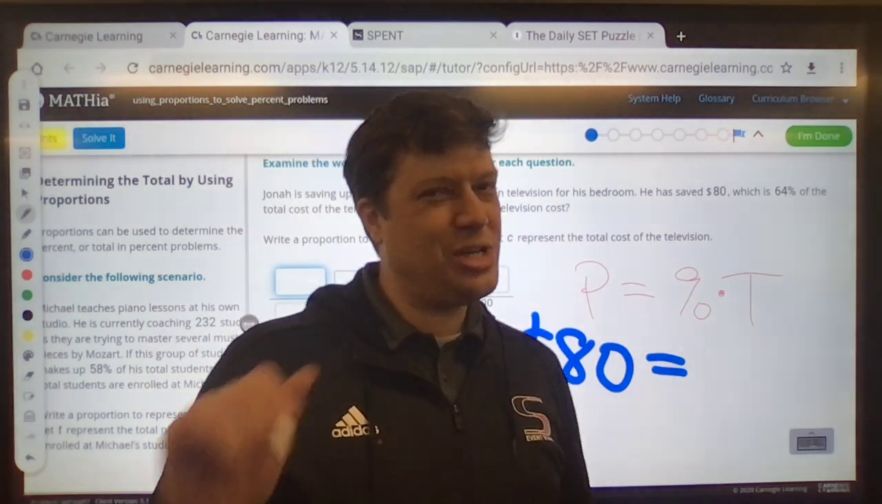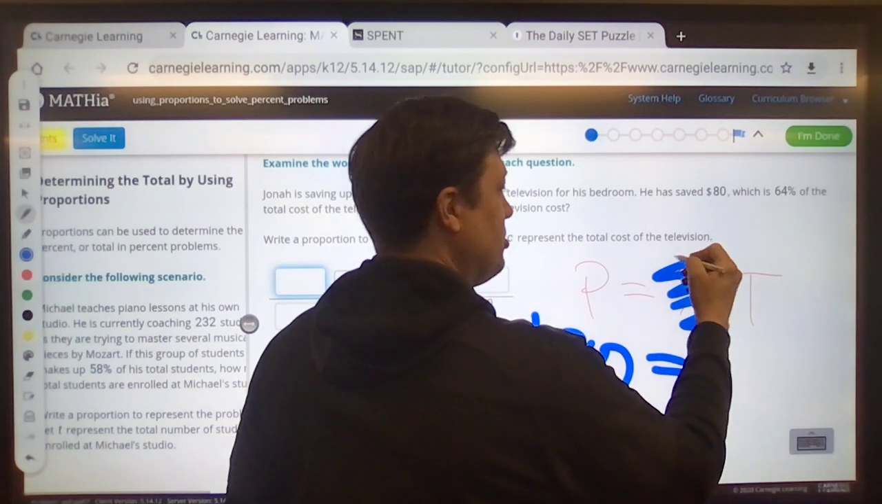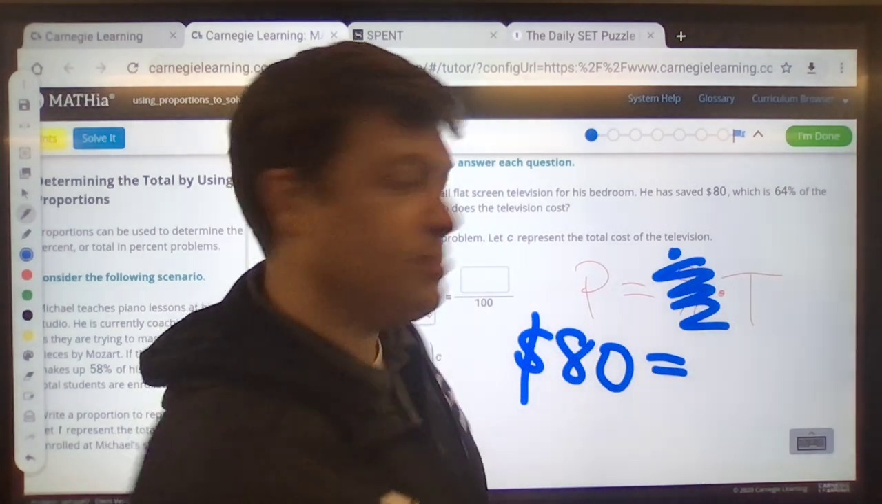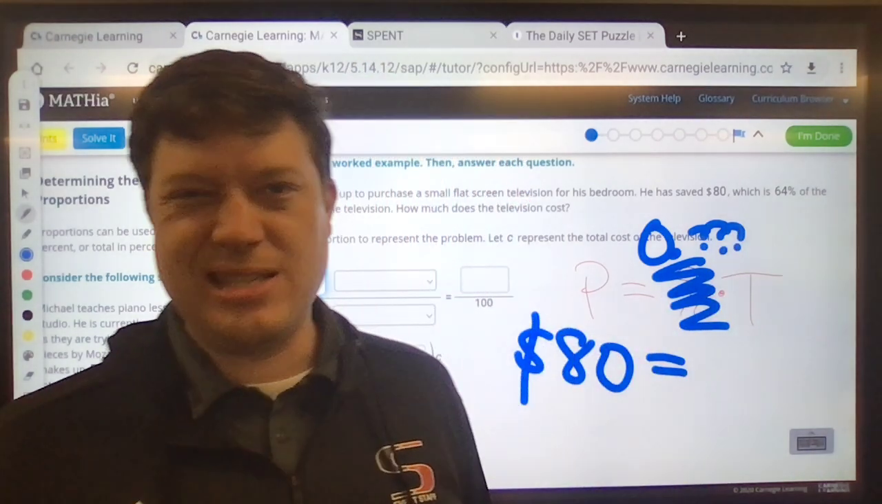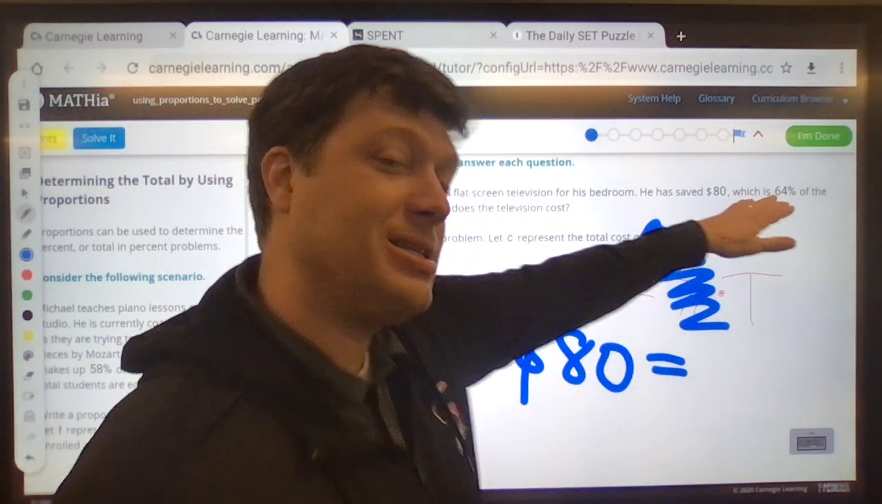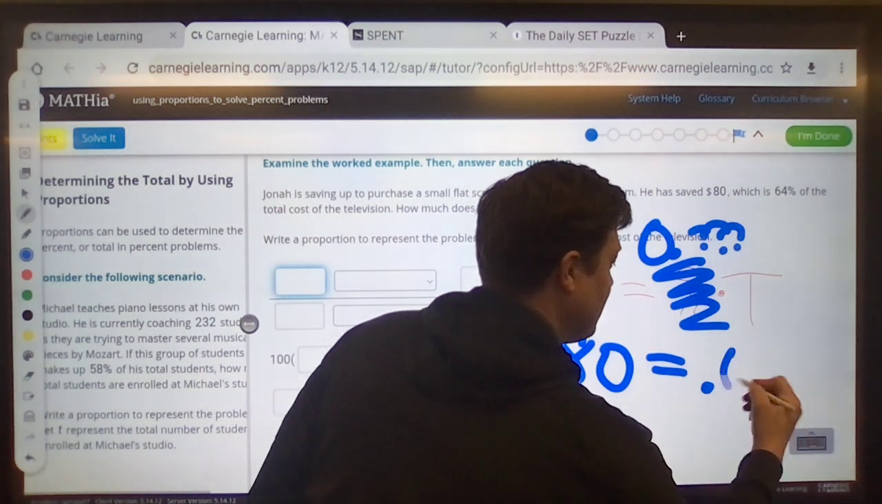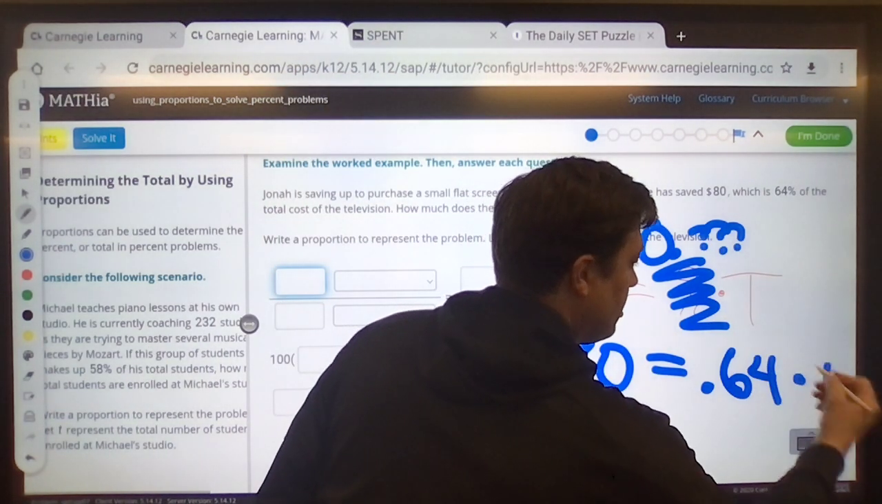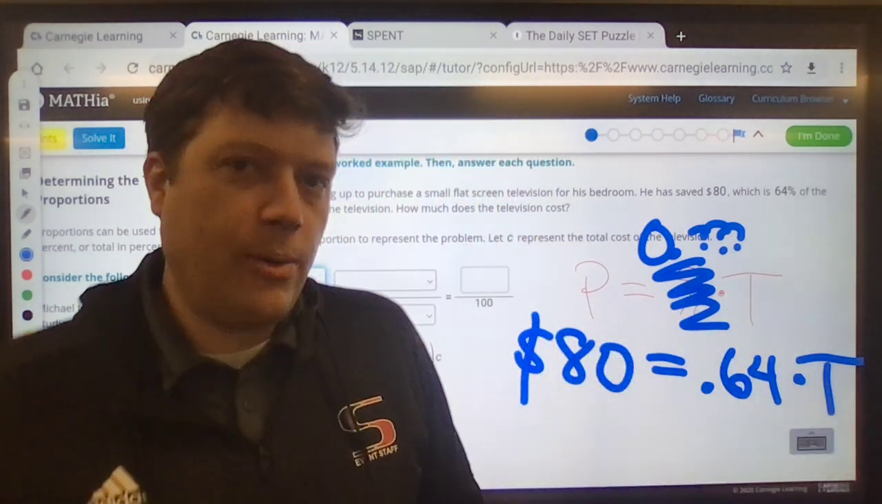By the way, we shouldn't really use the percent sign. We should use out of 100, so a decimal, 0 point some decimal. We need to use the decimal answer in this problem. So 64%, move the decimal twice, 0.64 times total. If we know what the total is, then that would answer the question.